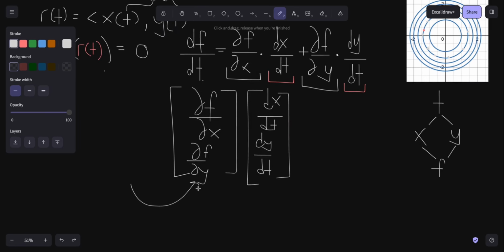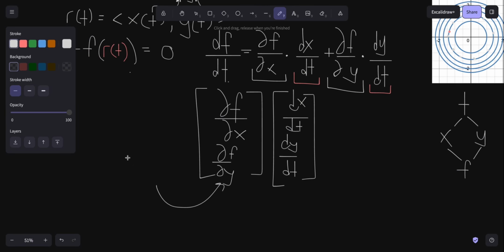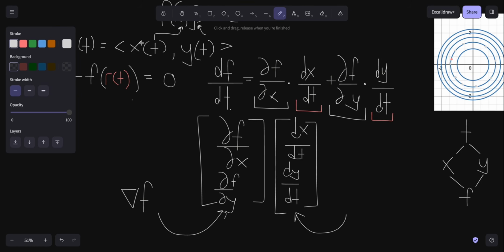And what is this? This is just the gradient, right? This is just the gradient of f. And what is this? Well, dx dt and dy dt, that's just the derivative of the x component with respect to time, x prime of t. The derivative of y with respect to time, that's y prime of t. That's just the velocity vector. I'm just going to call it r prime of t.